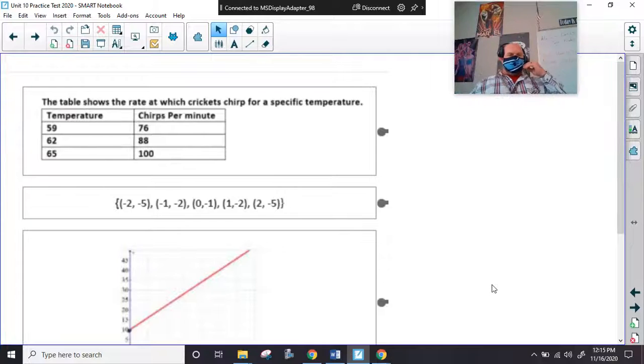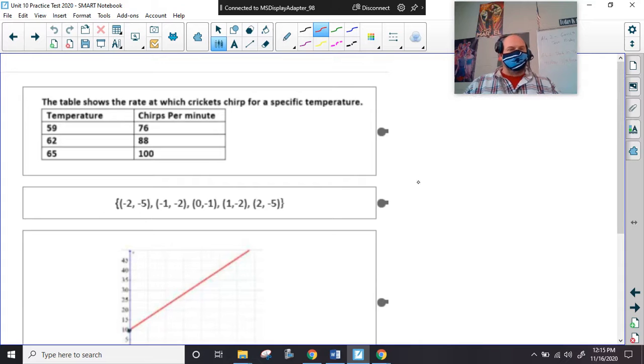All right, so we're going to go over the practice test. Believe it or not, this is a compilation of multiple different practice tests of the past, because the standards have changed and we actually need to ask more questions. This was a matching question. We had linear, exponential, quadratic.